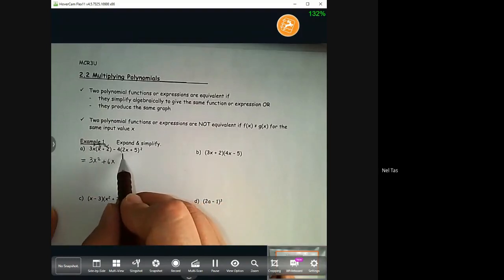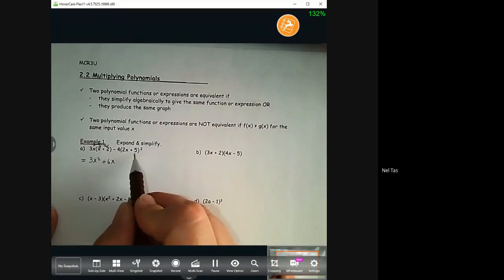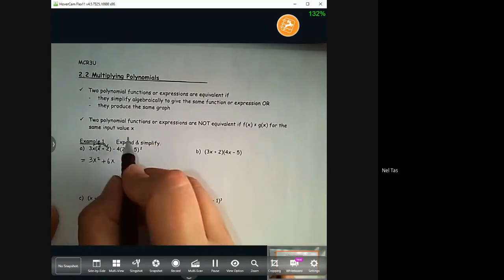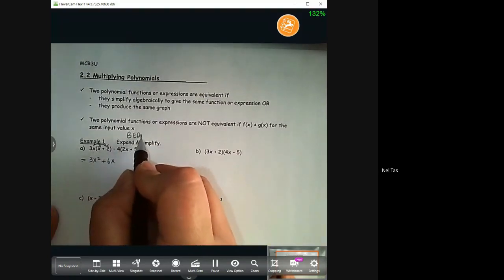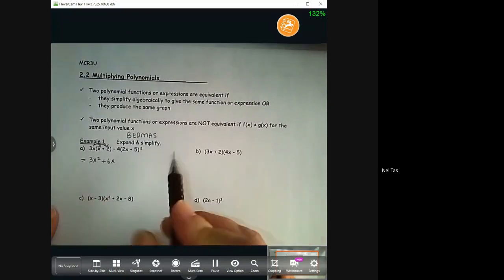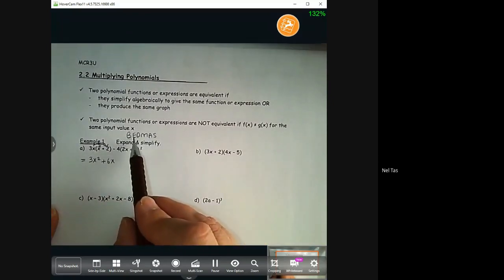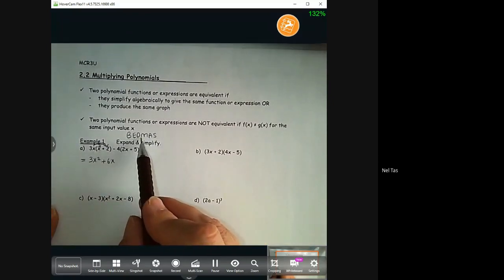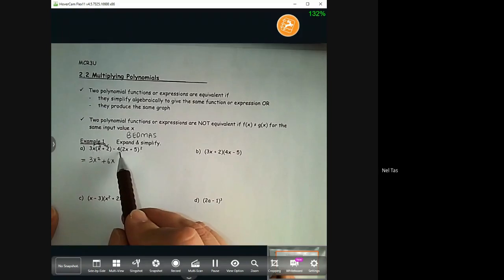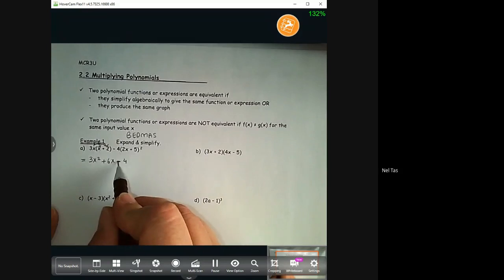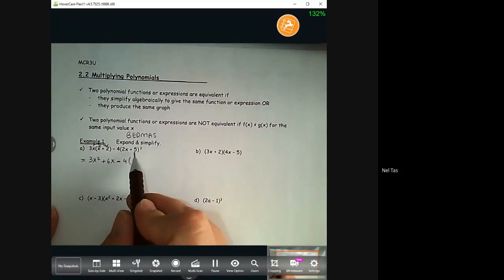Now, we are going to do the second part, but you need to remember BEDMAS. BEDMAS tells you to do the exponent first before you do multiplying or dividing. So therefore, we have to do the exponent first before we multiply it by this number 4. Okay, so minus 4. So first I'm going to expand 2x plus 5. There is a shortcut for that.